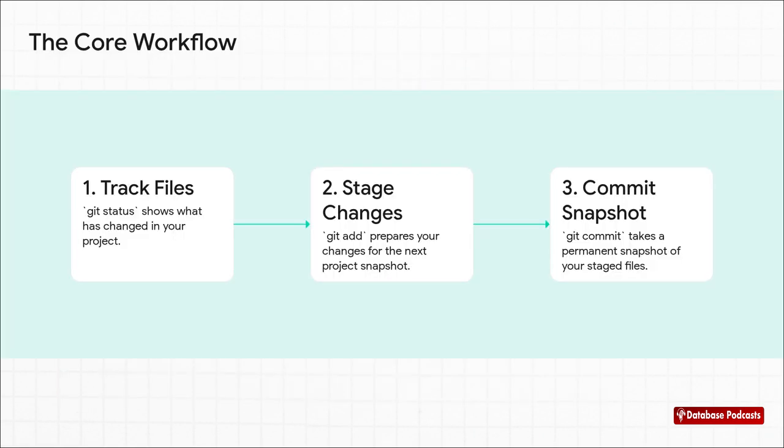So, that daily cycle? It really just boils down to these 3 simple steps. First, you check what you've changed with git status. It's like asking, hey, what's new? Second, you use git add to move the specific changes you care about onto that staging area we just talked about. And finally, step 3, you use git commit to lock in that snapshot permanently, along with a little note about what you did. That's it. It's this simple loop. Check your status, add your changes, and commit them.